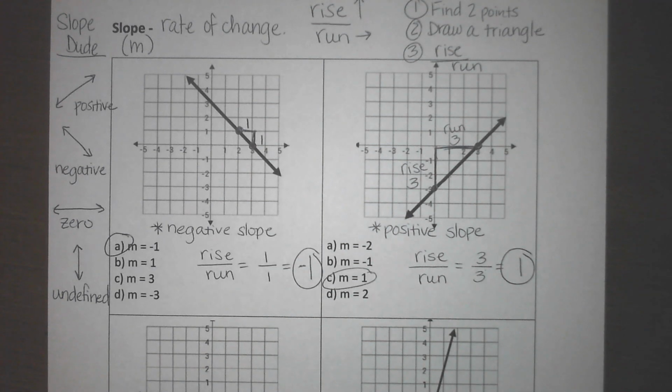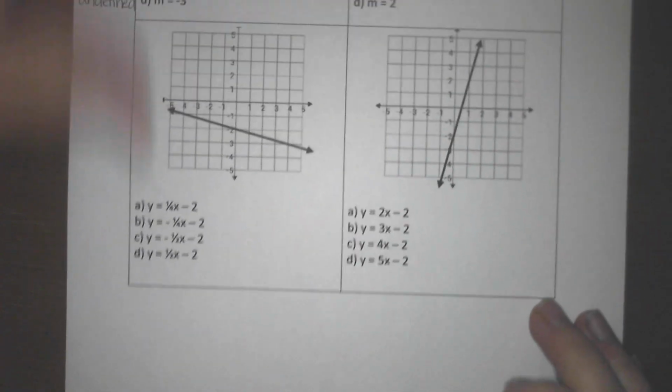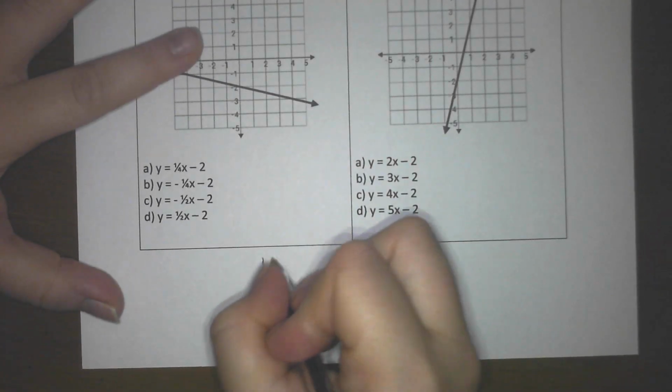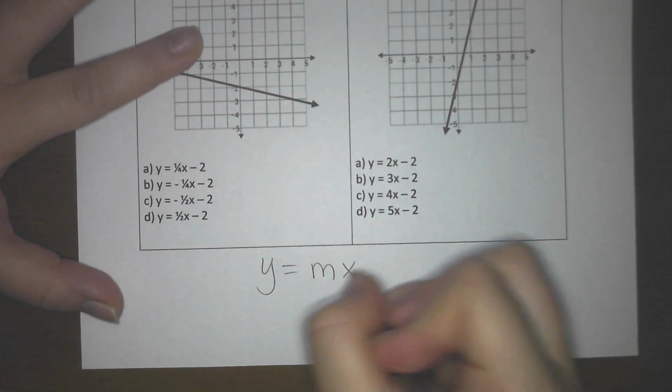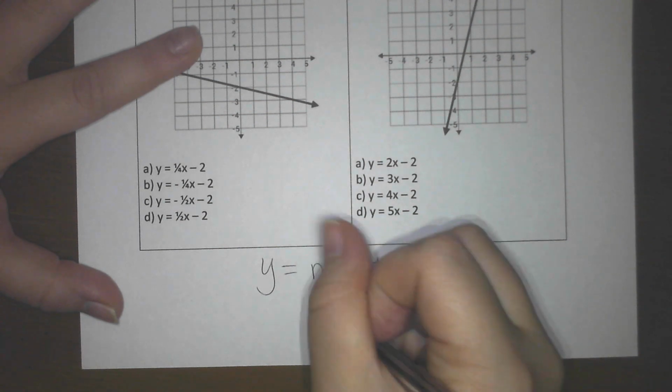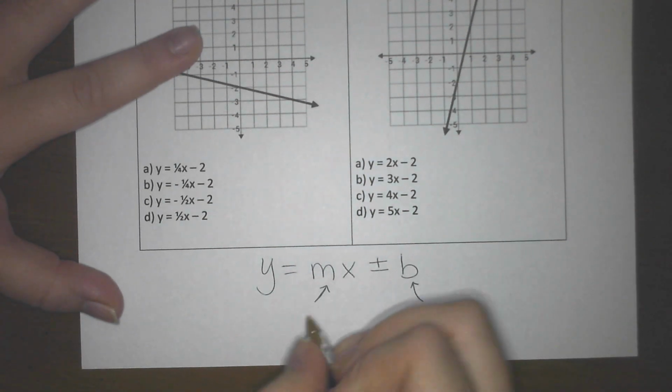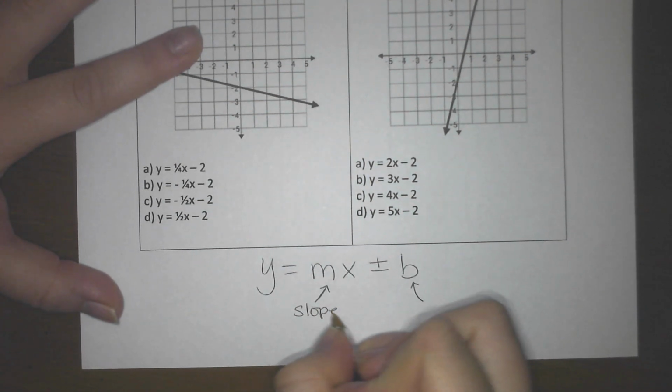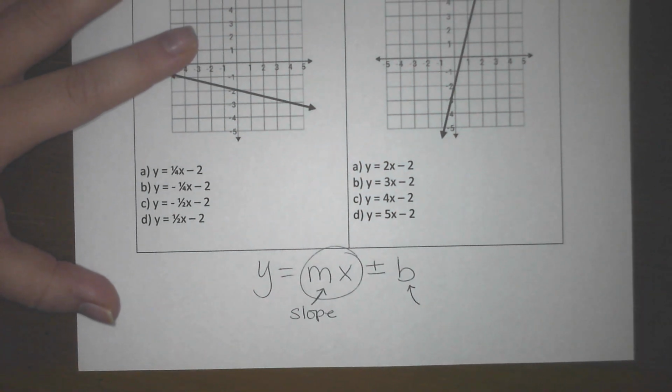Alright, we're going to go down to the bottom. It's going to get a little trickier. Just to remember from lesson 1, we talked about y equals mx plus or minus b. We already figured out b last lesson. That was the y-intercept. Now we're just looking for the slope, the m. So we only really care about this.